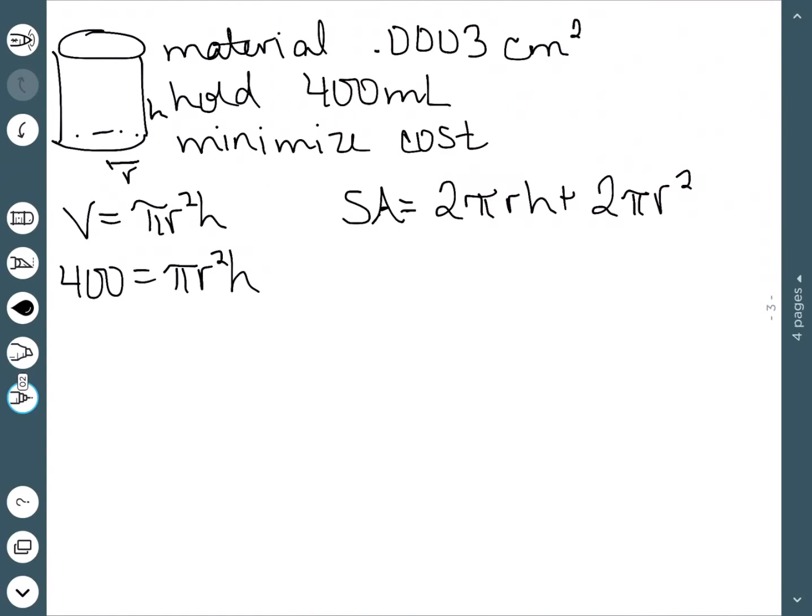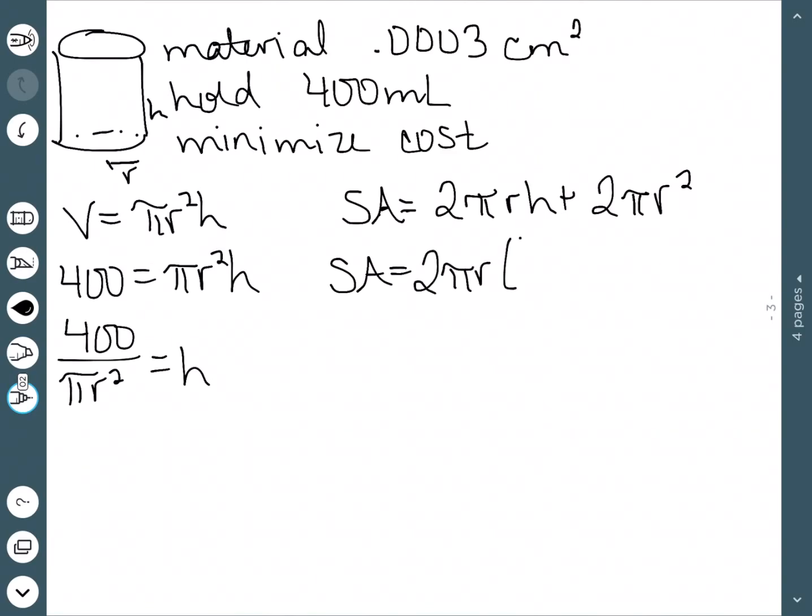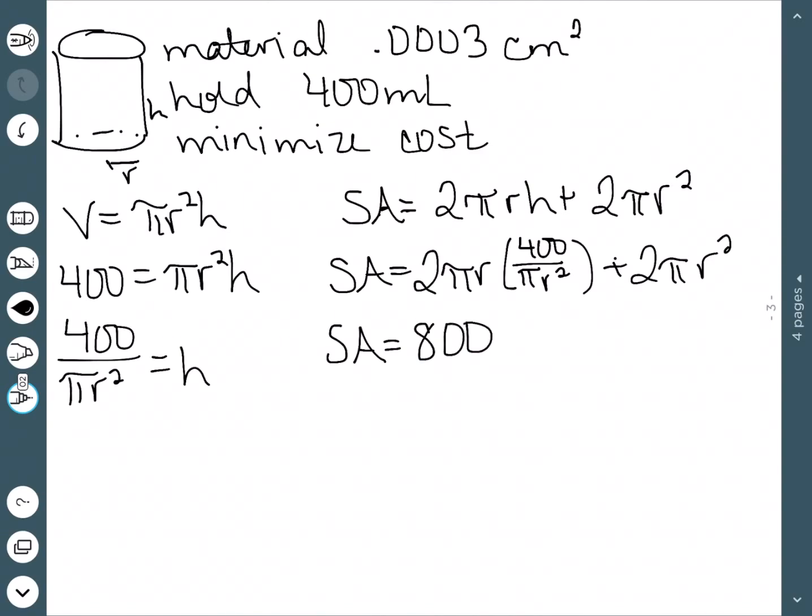Let's solve our volume function for h. I then have 400 over pi r squared is equal to h. We can then substitute that into my surface area formula. So now I have 2 pi r times 400 over pi r squared plus 2 pi r squared. Simplifying is going to give us 800, and I'm going to write this as r to the negative 1, plus 2 pi r squared.